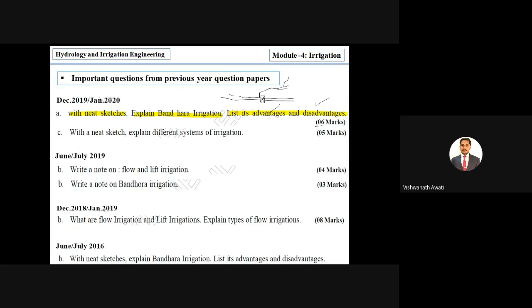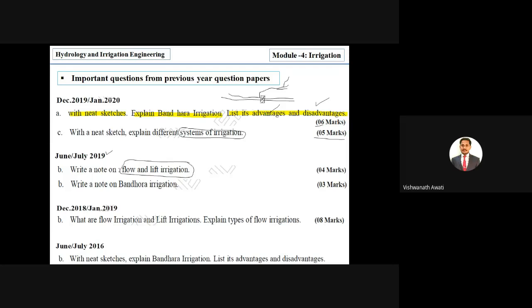Next question is for 6 marks: with a neat sketch explain different systems of irrigation. Here you can explain flow irrigation and types of flow irrigation. Next is lift irrigation and Bandar irrigation, right? Even if you explain only lift irrigation and flow irrigation, it is enough based on the marks. Next, in June July 2019, the question is: write a note on flow and lift irrigation, for 4 marks.